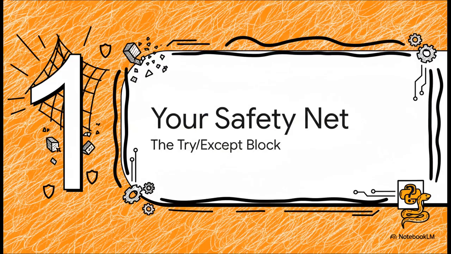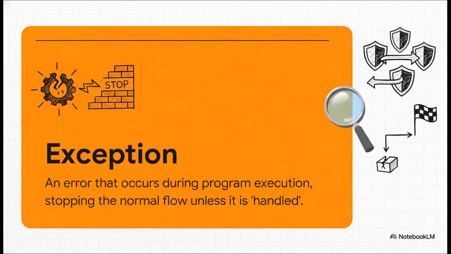Well, there is, and it's called the try/except block. You should really think of this as your code's safety net. It's the built-in tool Python gives us to actually anticipate and manage these kinds of program-stopping meltdowns. So that thing that crashed our program, that has a name. It's called an exception. It's basically an error that pops up while the program is actually running. And the key word here is handled. See, if we don't handle it, the program dies. But if we do handle it, well, then we're in control.